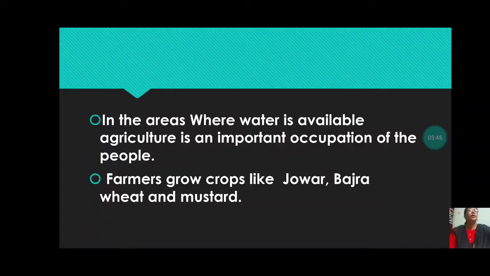In the areas where water is available, agriculture is also possible. So there is an important occupation. What do the people do? Their main occupation is agriculture, and farmers grow crops like jowar, bajra, wheat, and mustard. Which type of crops do they grow, children? Farmers grow crops like jowar, bajra, wheat, and mustard.